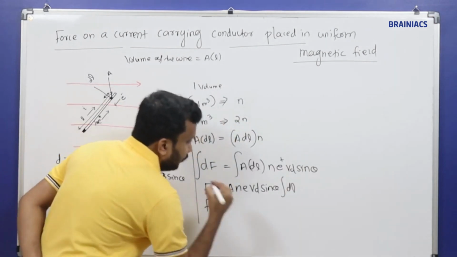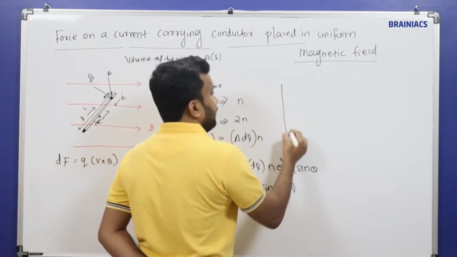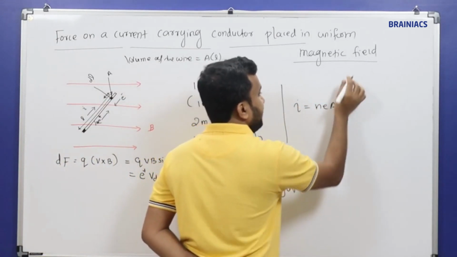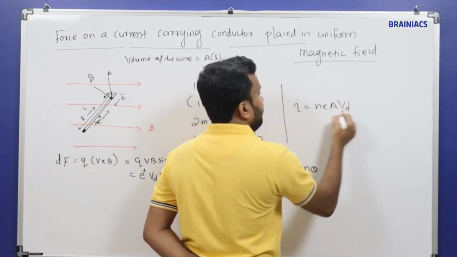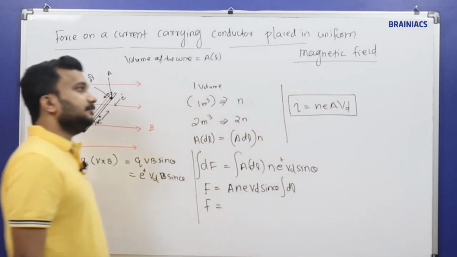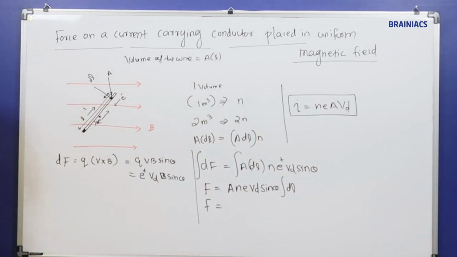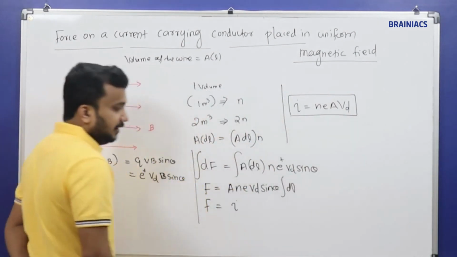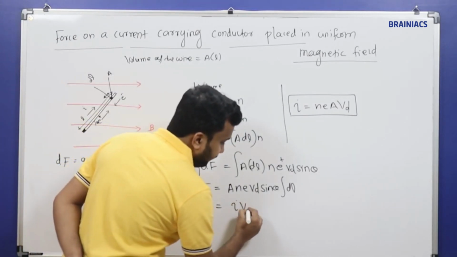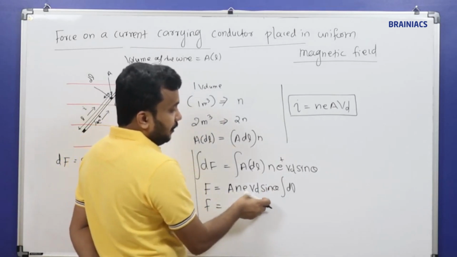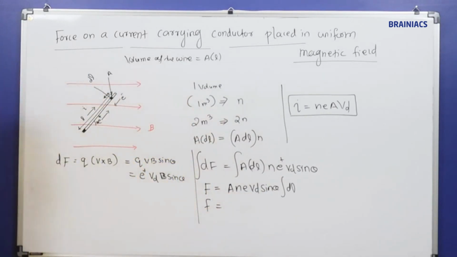So F will be equal to, in current electricity you have learned one equation: current is equal to n e A v_d. This is the equation you have learned from current electricity, current in relation with the drift velocity. So n e A v_d can be replaced with the current. n e A v_d all together will give rise to current.